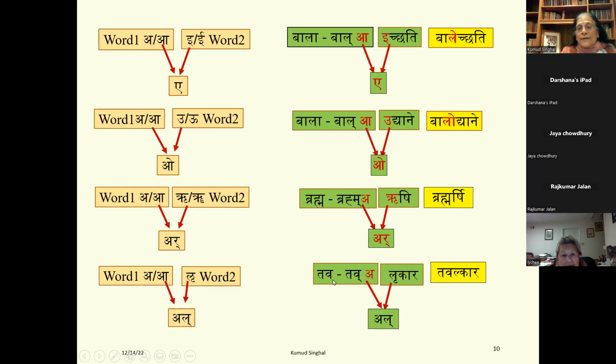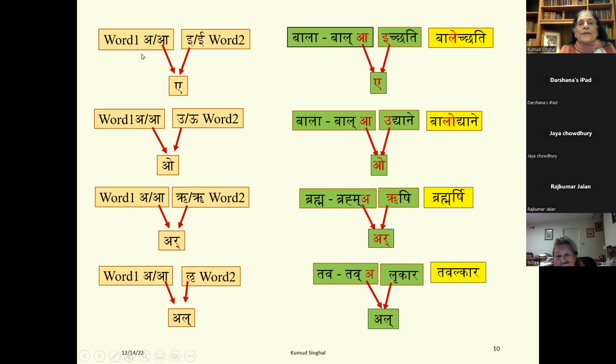So for example, this is a compound word. This is also a compound word. So tava and ḷkāra. So tava ends in a, and here the second begins with ḷ. So these two will be replaced by al. So va and a becomes va, and la is a half la, a consonant. So here it is written like this, la with a vertical line dropped. So tavalkāra. Tavalkāra is a branch of the Sāmaveda.